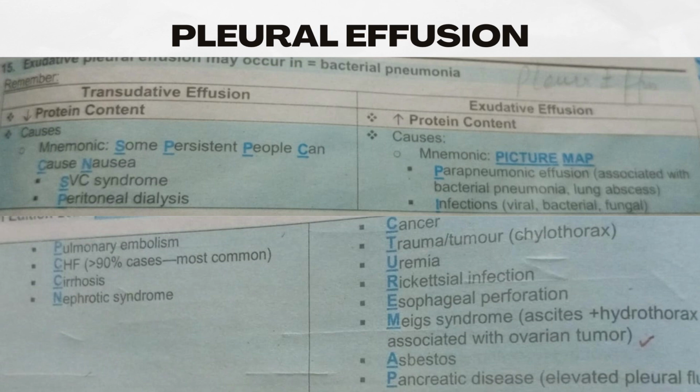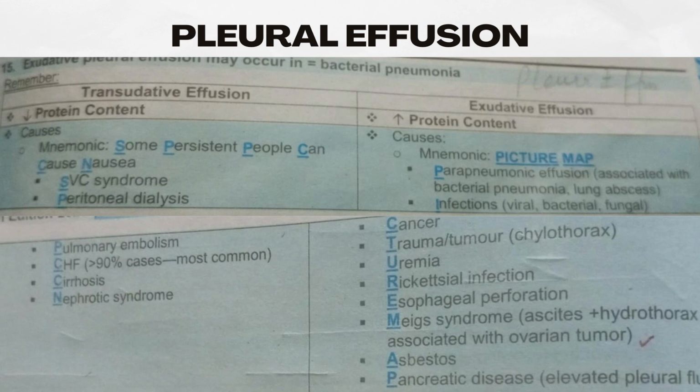The mnemonic to remember the causes of transudative effusion is: some persistent people can cause nausea. S is for SVC syndrome, superior vena cava syndrome, which causes transudative effusion. Persistent is for peritoneal dialysis, P is for pulmonary embolism, C is for congestive heart failure in more than 90% of the cases, another C is for cirrhosis, and N is for nephrotic syndrome. So, some persistent people can cause nausea.